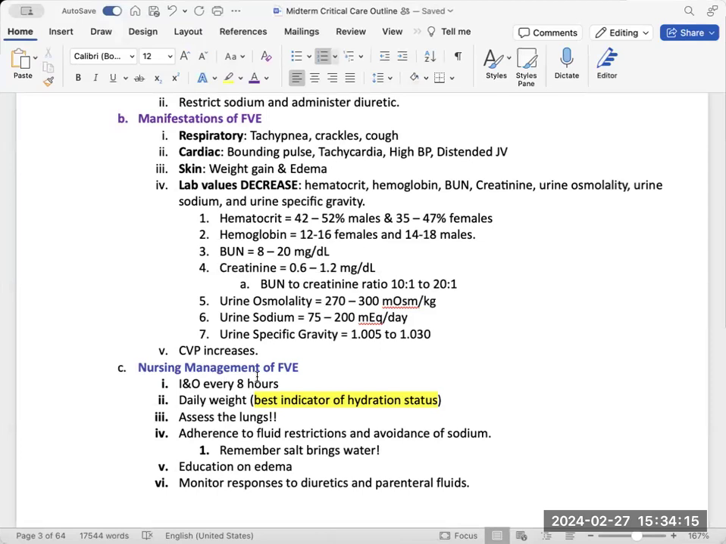Also, central venous pressure will increase, right? Imagine if there's extra fluid in your body, things are going to increase. The volume of fluid is going to increase, compared to decreasing because there is no really circulating fluid in someone who has fluid volume deficit.